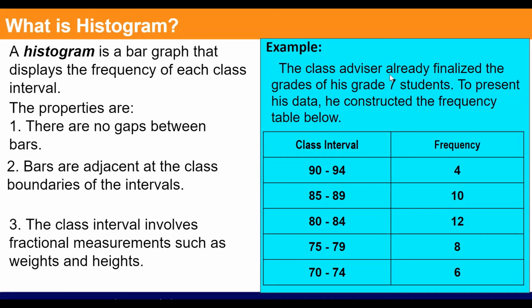Example, the class advisor already finalized the grades of the grade 7 students to present his data. He constructed the frequency table below. Okay, so look for the class interval. So start from 70 to 74, 75 to 79, 80 to 84, 85 to 89, 90 to 94. Speaking of class interval, from this class interval, you can now find the class size, diba? So from 70 to 74, okay. Frequency 4, 10, 12, 8, and 6.